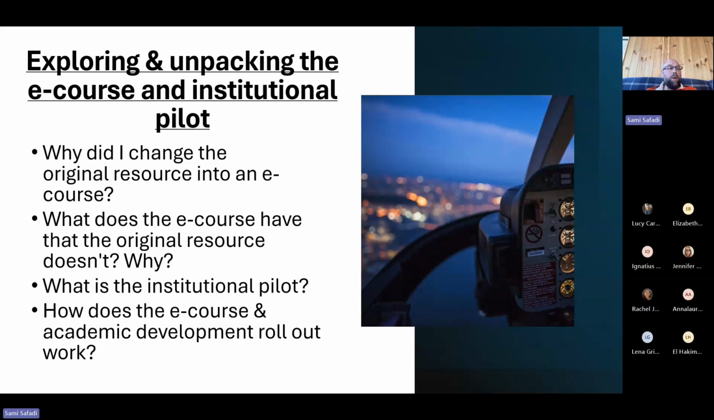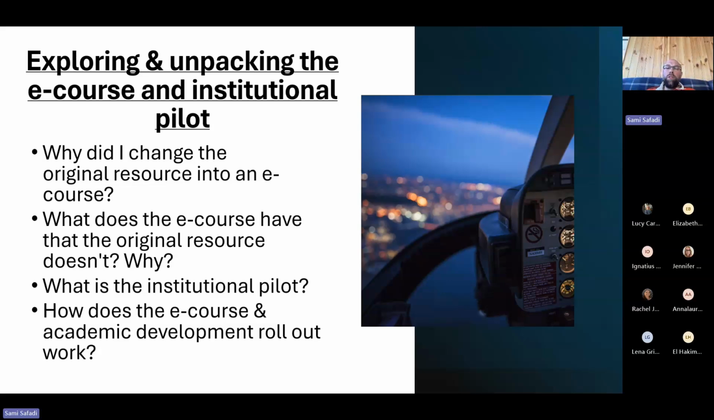The institutional pilot was an idea that, okay, we've run a version of this in the business school. We chose a subject group to run the pilot with the new e-course to see the difference between perspectives of the e-course versus the old resource, if you like.